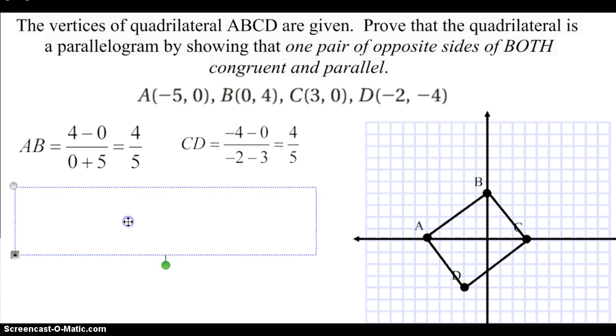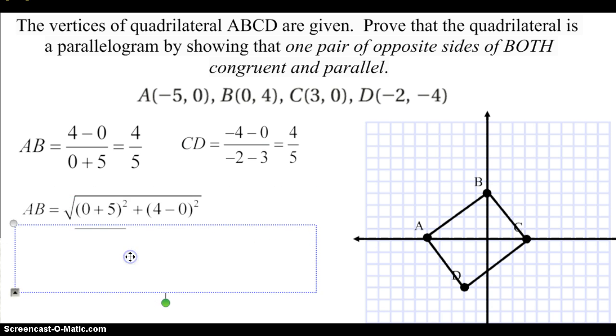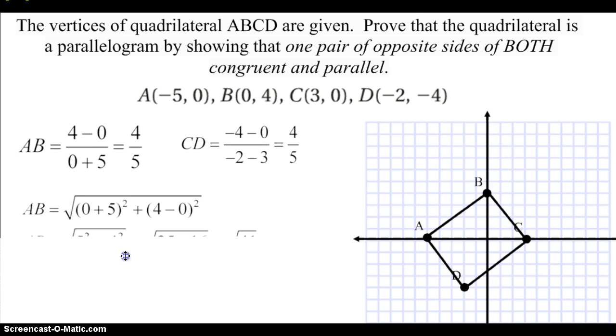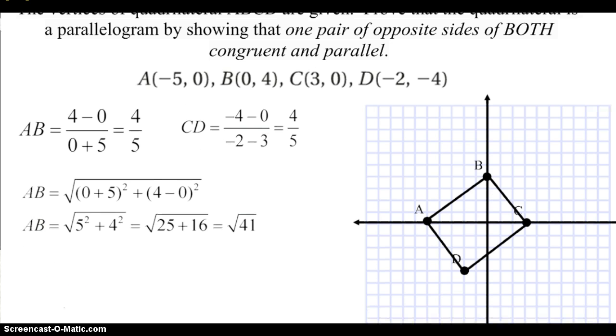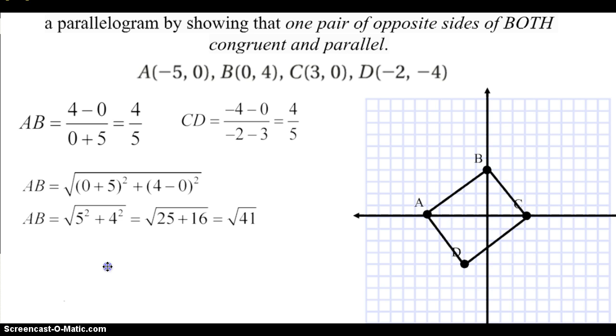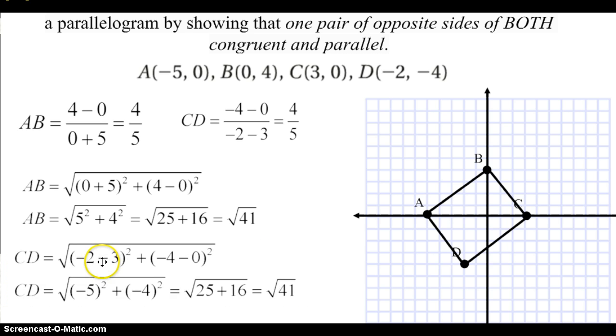To prove they're congruent, I want to use the distance formula. And when I do that, it has to be of the same sides. So go ahead, stop the video, and do the distance formula yourself, which will give me 0 plus 5, which is 5 squared, and 4 minus 0, and that will give me 4 squared, and that's the square root of 41. Pause the video and go ahead and do CD on your own. And you should have got that it is also the square root of 41.